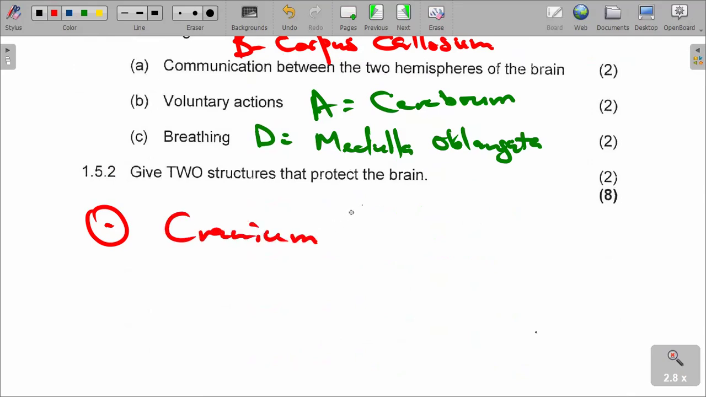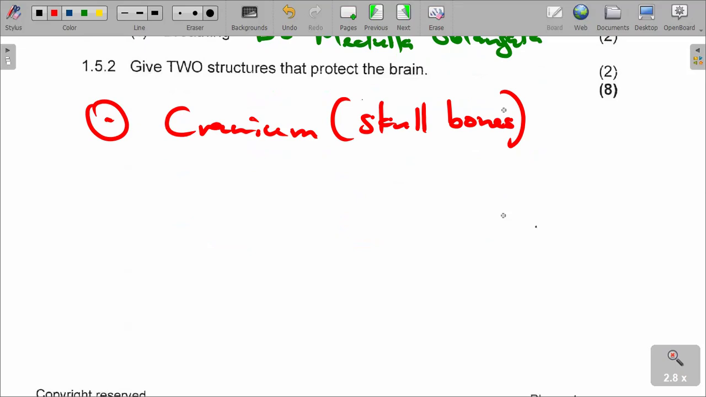cranium, which is the skull, the skull bones. They protect the brain from physical impact or physical mechanical forces. They are not going to disturb and hit the brain, to a certain extent depending on the impact. Therefore we can talk about the cranium, or the skull bones. And then we also have the membranes, which are called the meninges.